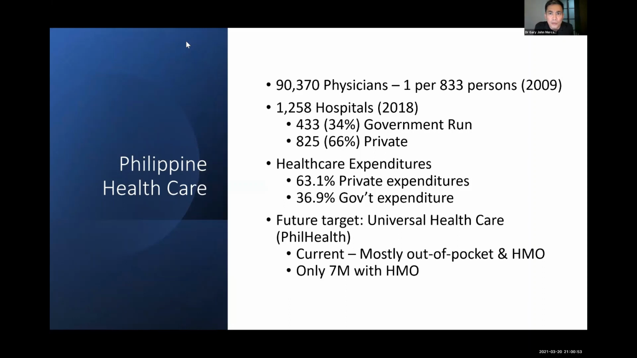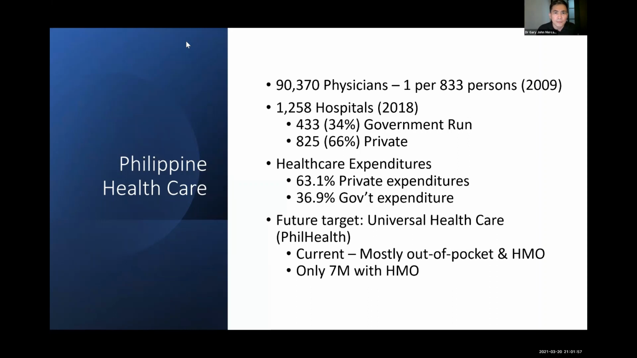A review of the hospitals in 2018 showed that there are 1,258 hospitals registered at the Department of Health, 433 of which, or 34%, were government run, and 825, or 66%, were privately run hospitals. However, the healthcare expenditures were mostly from the private sector, about 63.1%, while government expenditures were only 36.9%. The future target of the Department of Health is universal healthcare through the Philippine Health Insurance Corporation. However, currently, most is still out of pocket, or if ever, through health maintenance organizations. These insurance schemes, however, cover only about 7 million of the people. So we're still far from our universal health care plan.